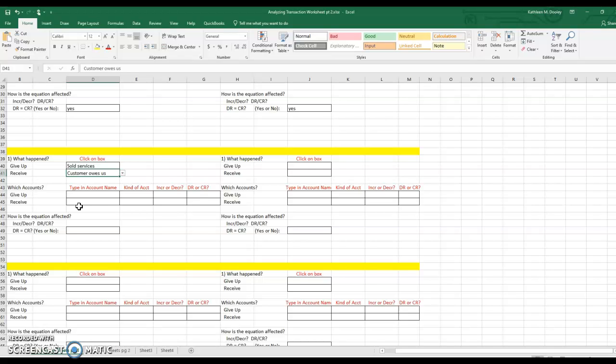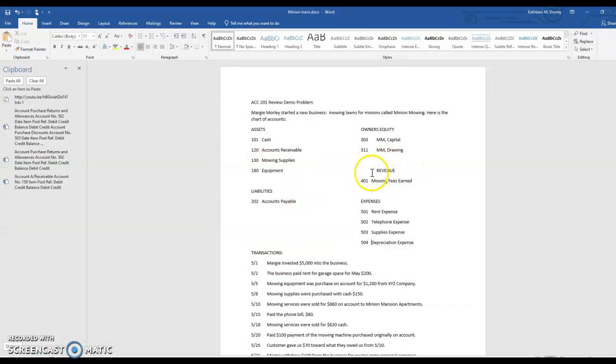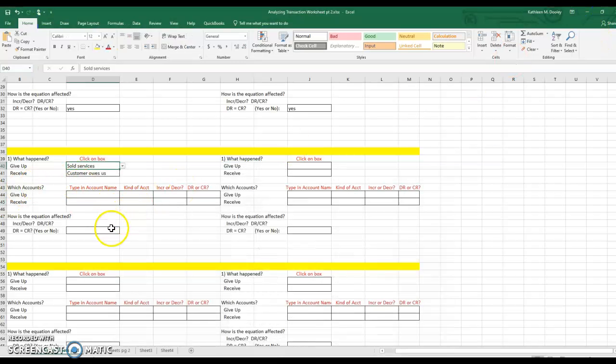Now I have to find accounts for these. For sold services, whenever we sell anything, that's a key word for revenues. We only have one revenue account, mowing fees earned. So that goes there for the give up. Mowing fees earned. What kind of account is that? Again, whenever we sell stuff, it's going to be a revenue.